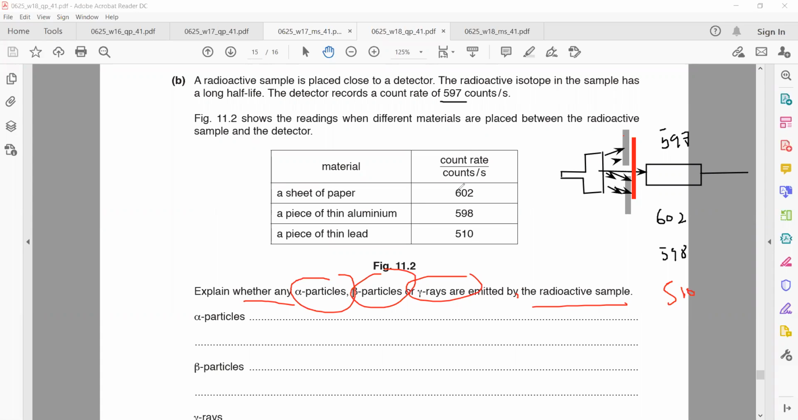What about beta? No beta either, because 597, when you place aluminum, it is 598. So basically the counts increase rather than decrease. When you place a thin aluminum it should decrease. It does not decrease, it remains the same, so there is no beta. And what about gamma? When you place a thin lead, yes, there is gamma because the count reduced.